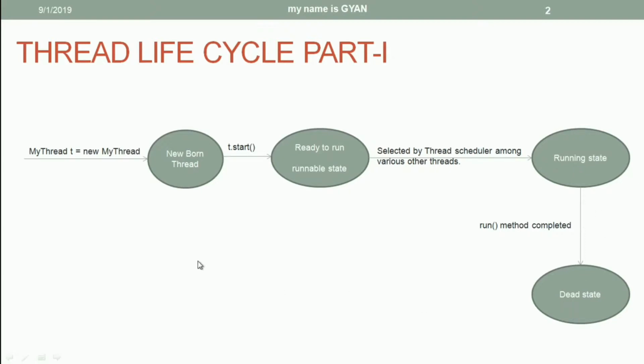One thing you should know: we can call the start method only on the newborn thread. After a thread goes to the runnable state, we cannot call the start method. We also cannot call the start method on a thread if it is already running or if the thread is in the dead state. We can call the start method only if a thread is in the newborn state. For all the states, there are various other methods. The start method is only valid for the newborn state of the thread.